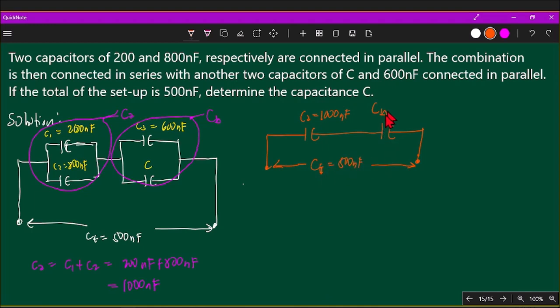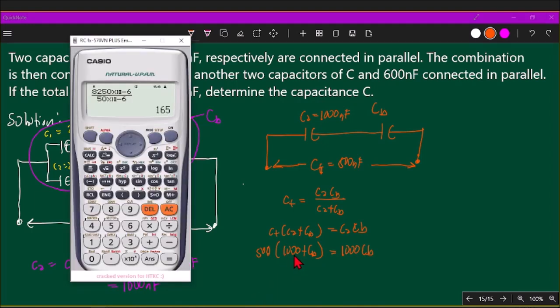So first we need to solve for CB so that we could solve our C. For this one, this is a series-parallel capacitor arrangement. So our CT is just equal to CA times CB over CA plus CB, no? So cross multiplying, we have CT times CA plus CB is equal to CA times CB. Now substituting the given, we just drop our nanofarad here, so we have 500 times 1000 plus CB is equal to 1000 times CB. So 500 times 1000 would be 500,000.